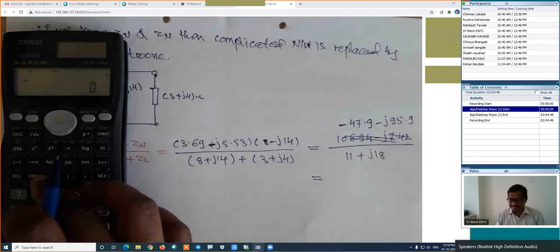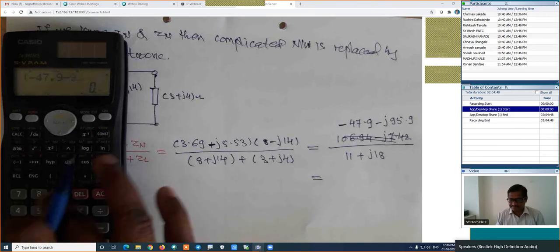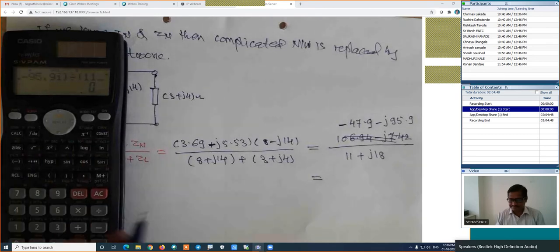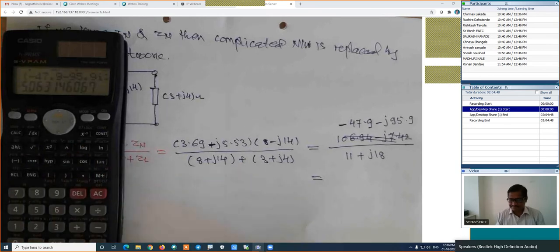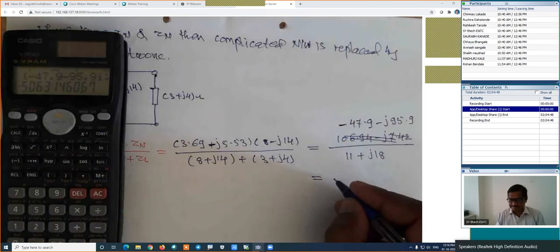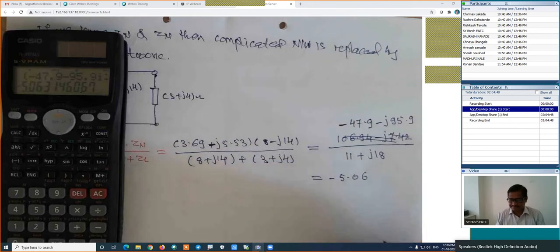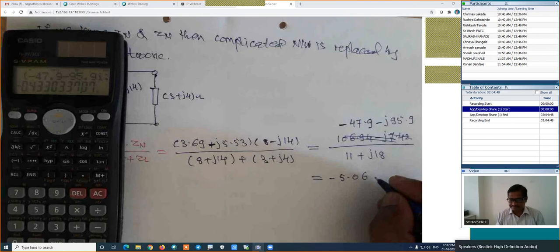This divided by this. Now start bracket, minus 47.9 minus 95.9i, close the bracket, divided by start bracket 11 plus 18i, close the bracket, put is equal to sign. This value is minus 5.06 as the real part, and the imaginary part is minus 0.43. Minus 0.43j is its value.